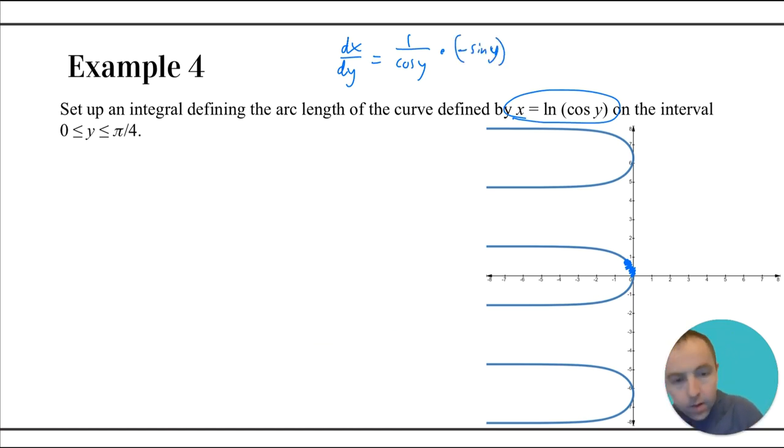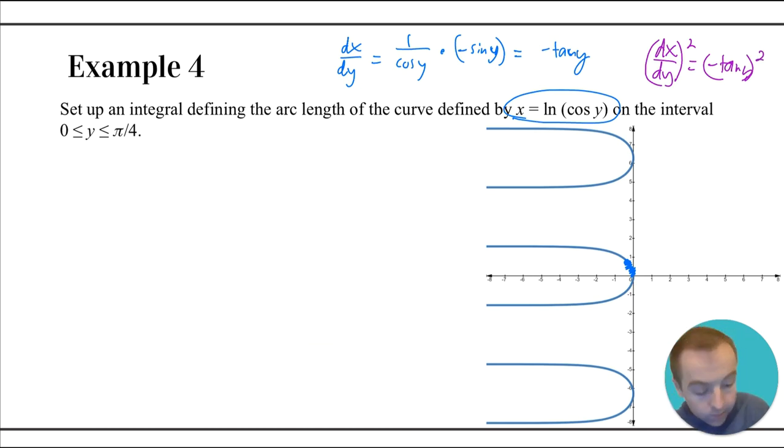Okay. But then it ends up being negative sine over cosine, which we know is negative tangent. So negative tangent y is just going to be the derivative. So then we would know that the derivative dx/dy all squared would be negative tangent y squared. Negative times a negative is a positive, so it's just going to be tangent squared y. So then we can get the arc length.